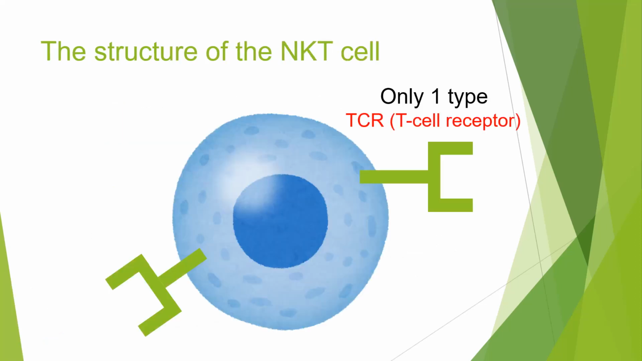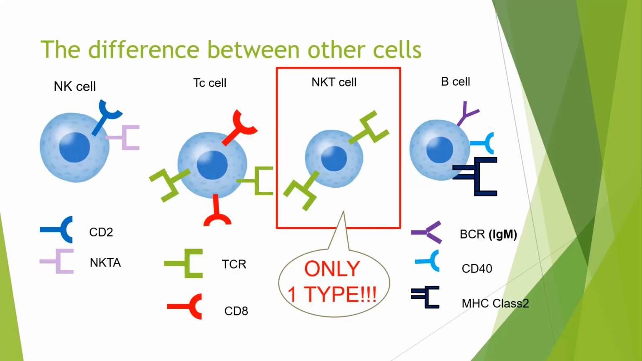The structure of an NKT cell looks like this. Helper T cells as well as antigen-presenting cells express many molecules on the plasma membrane, but NKT cells express only one type of T cell receptor, and this receptor is also characterized by a lack of diversity. Other cells have some types of receptors, but NKT cells have only one TCR receptor.